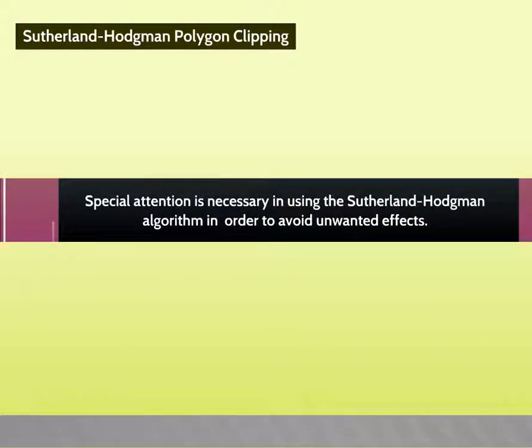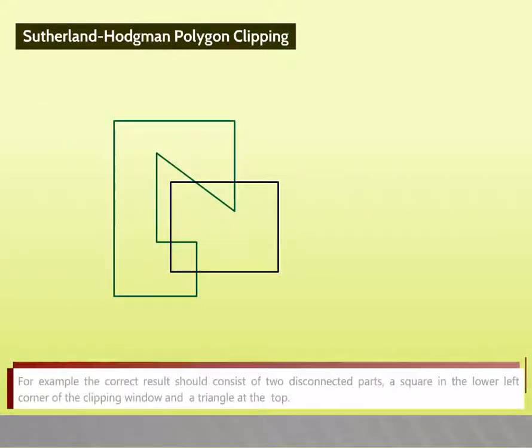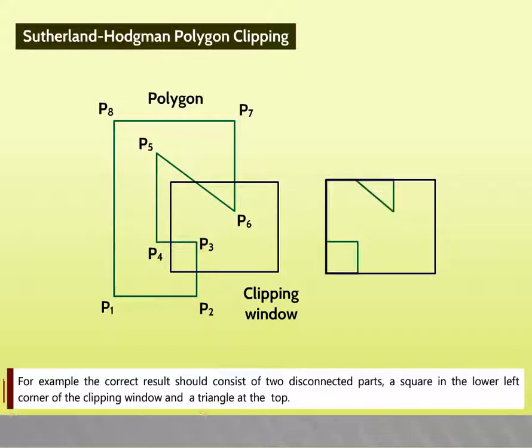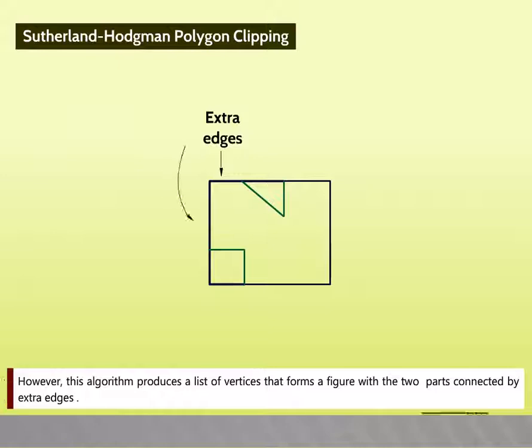Special attention is necessary in using the Sutherland-Hodgman algorithm in order to avoid unwanted effects. For example, the correct result should consist of two disconnected parts, a square in the lower left corner of the clipping window and a triangle at the top. However, the algorithm produces a list of vertices that forms a figure with the two parts connected by extra edges.